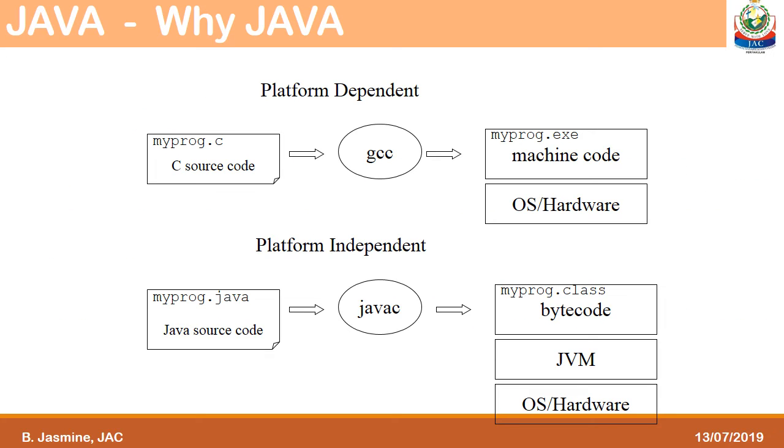This is the example for platform dependent and platform independent. The C source code is platform dependent, so it only runs as machine code instructions. But Java source code is converted into bytecode, which runs using the Java Virtual Machine.